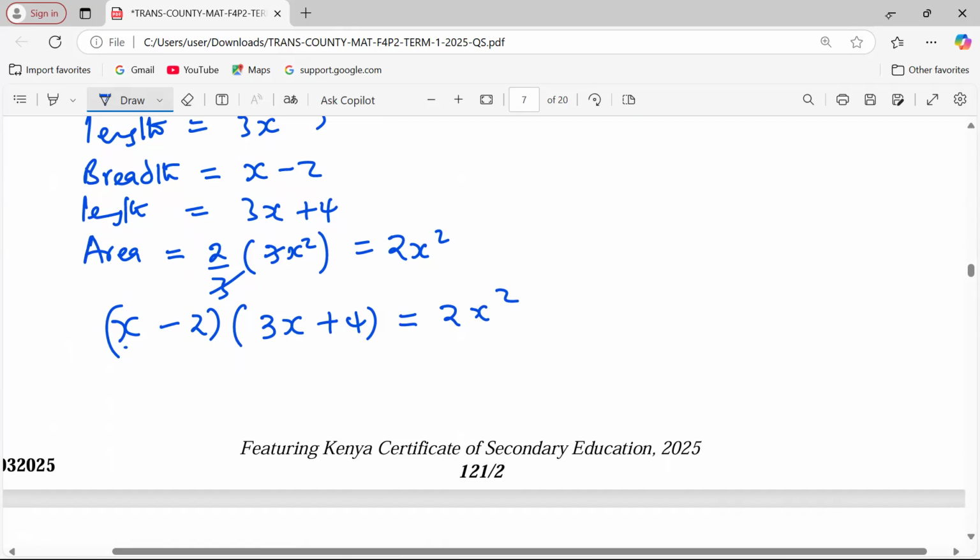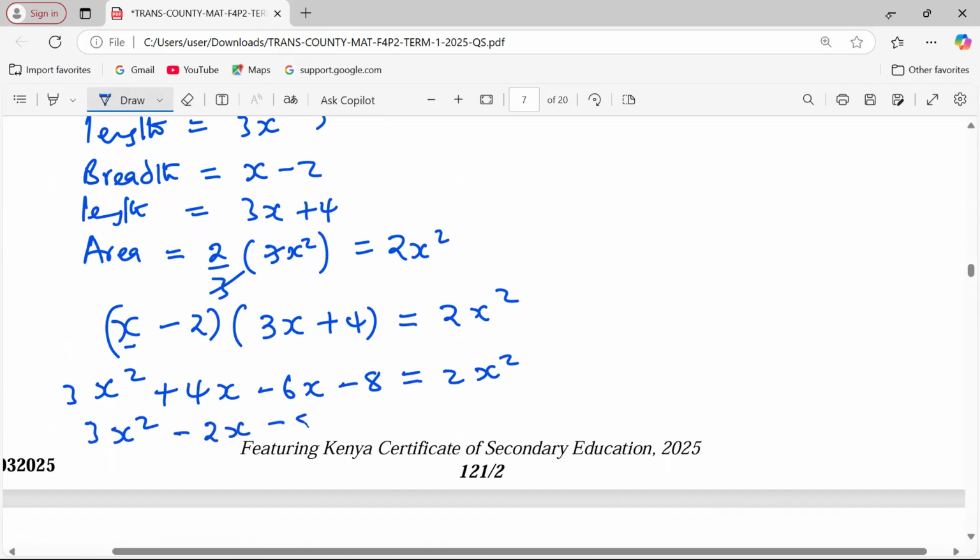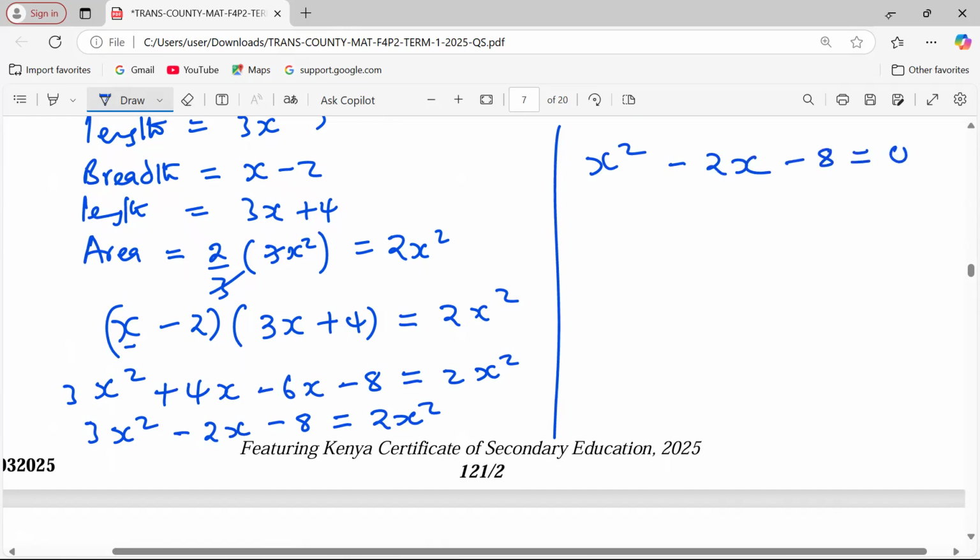So when we multiply x by 3x, we get 3x squared. Then x by 4, we get 4x. Then negative 6x. Then negative 8 equals 2x squared. So 3x squared minus 2x minus 8 equals 2x squared. Grouping terms, 3x squared minus 2x squared gives x squared, then minus 2x, then minus 8, equal to 0.